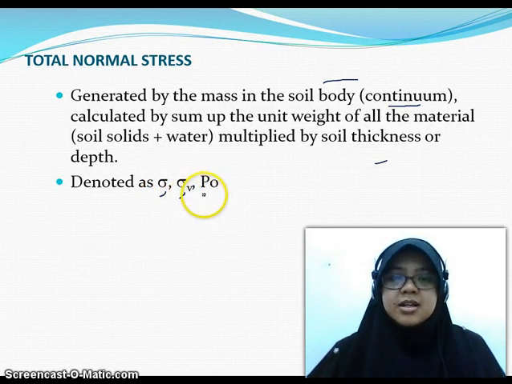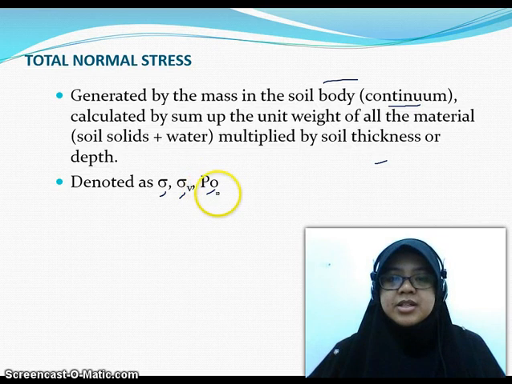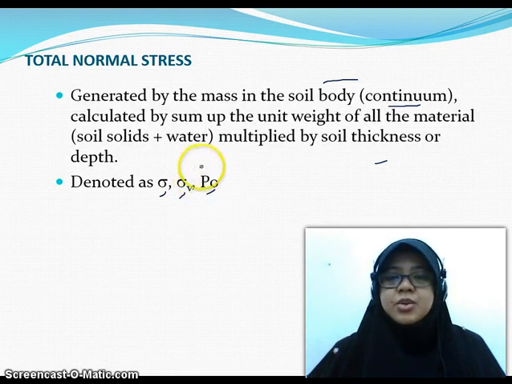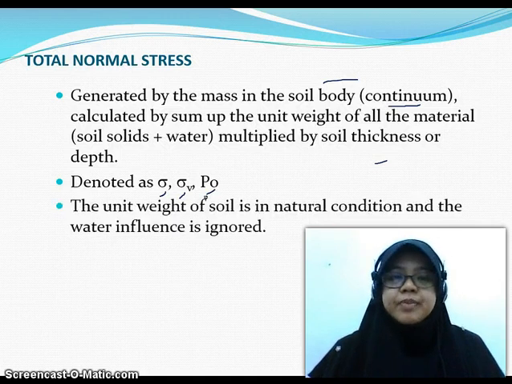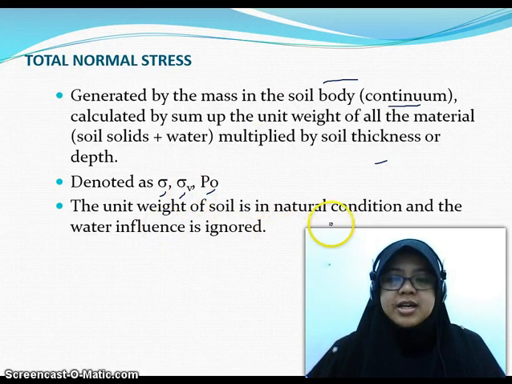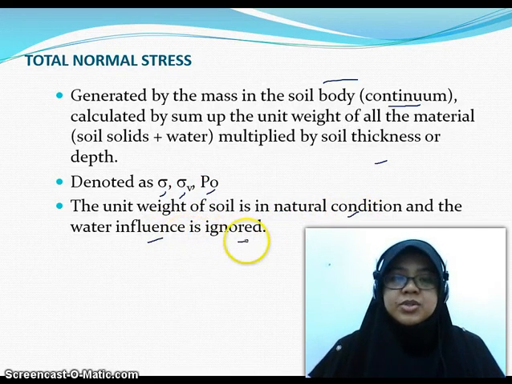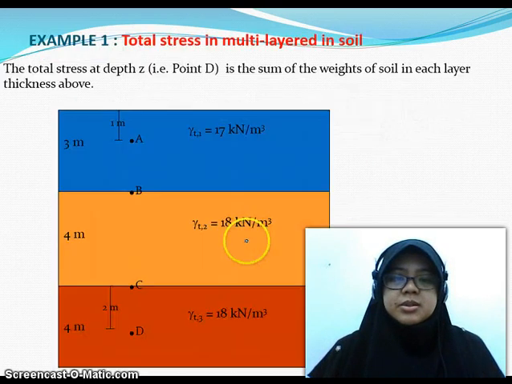As it is a vertical condition, sometimes we denote it as only stress, or stress sub V, meaning stress of vertical. Sometimes, when we calculate thoroughly, we also call it the pressure at initial condition, P0. You will find these terms again when we calculate the consolidation later in chapter 2: P0, the initial state of stress of this certain site. The unit weight of soil is in natural condition and the water influence is ignored. Total stress.